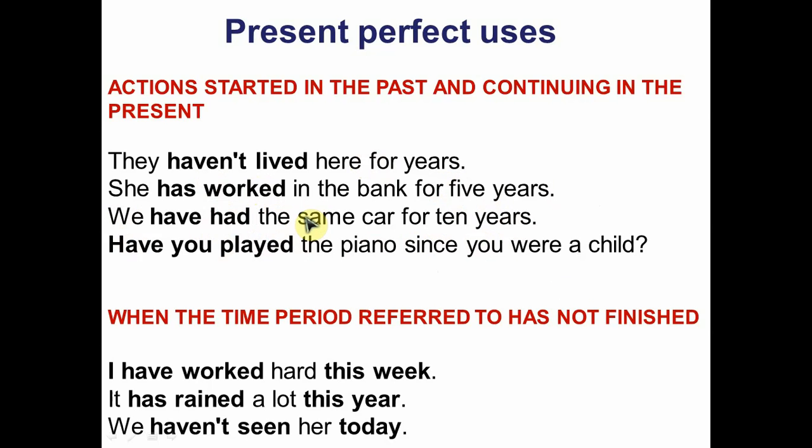The next use of the present perfect tense is when the time period referred to has not finished. So it's an unfinished time period. For example, this week, this year, this month. All of these are unfinished time periods. For example, I have worked hard this week. It has rained a lot this year. We haven't seen her today.